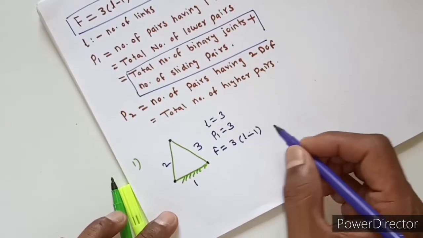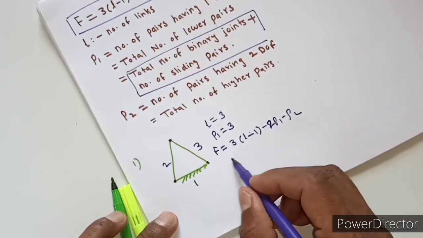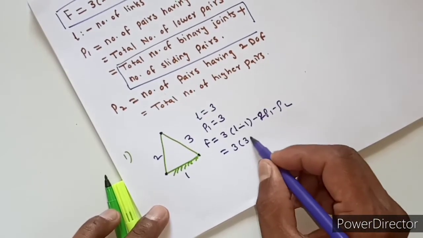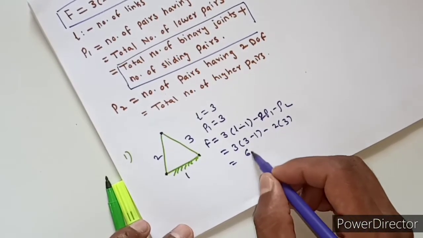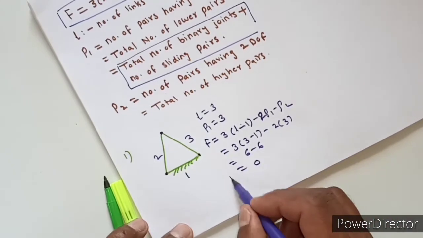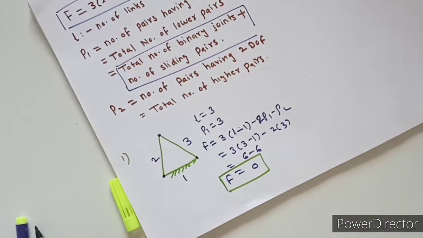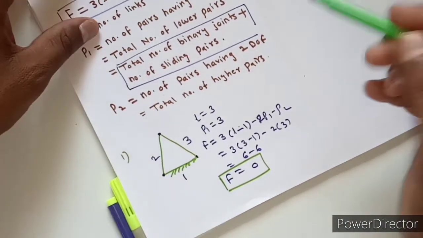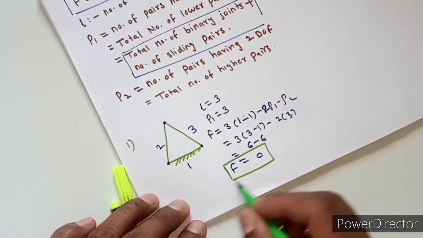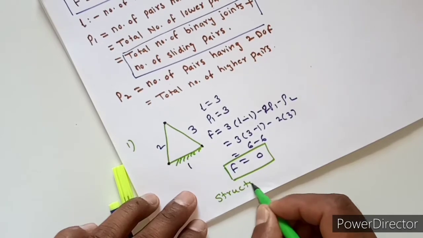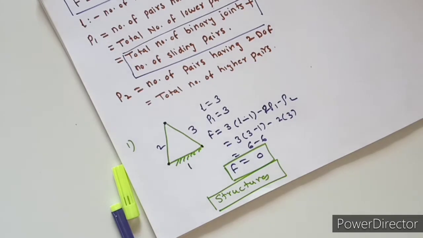F equals 3 times (L minus 1) minus twice P1 minus P2. This gives 3 times (3 minus 1) minus twice 3. So 6 minus 6 equals 0. So the degrees of freedom are 0. F equals 0. Now for such mechanisms whose degrees of freedom are 0, we will call such mechanisms structures, because relative motion between the links is not possible.